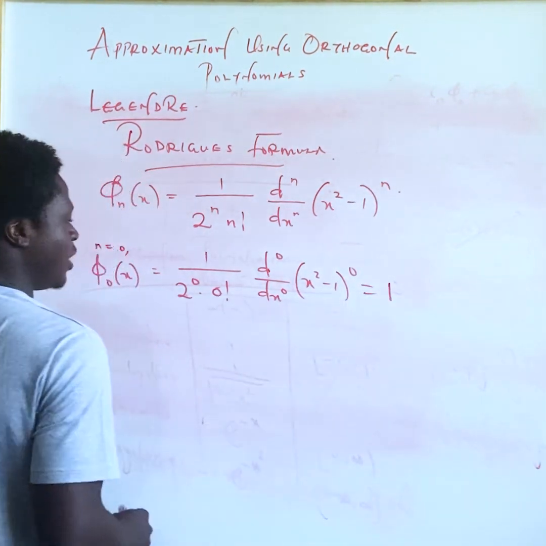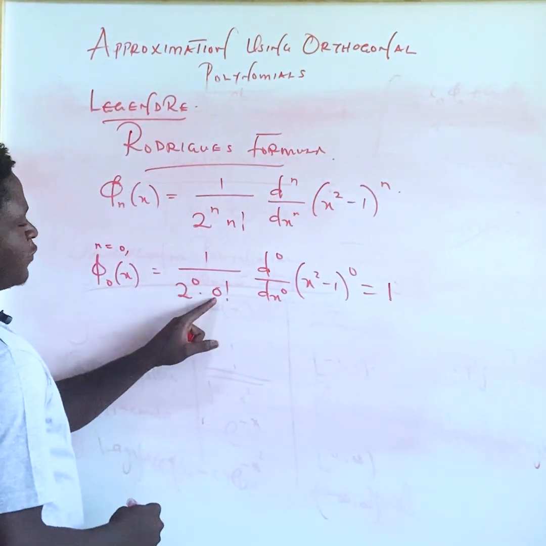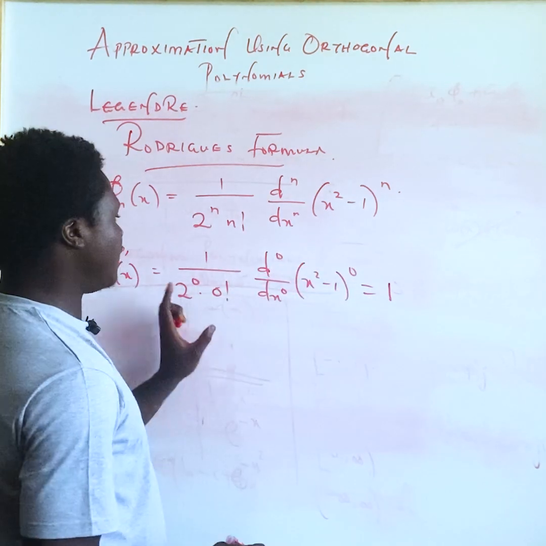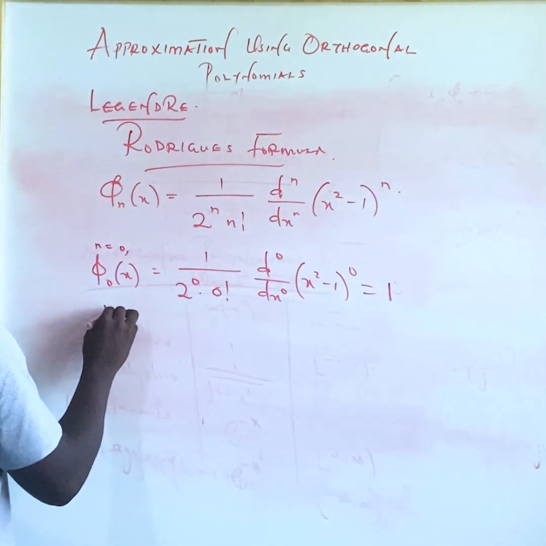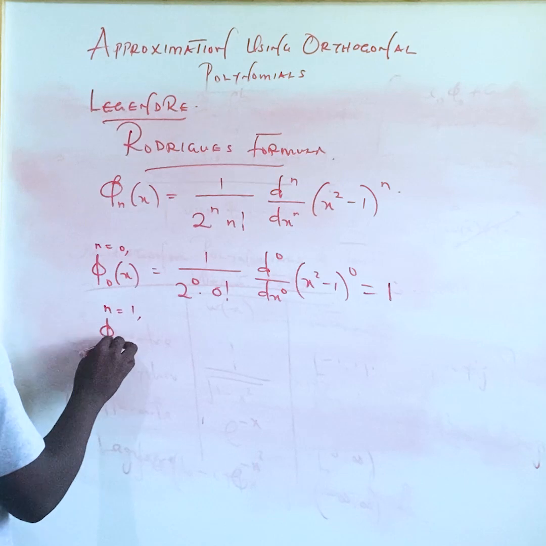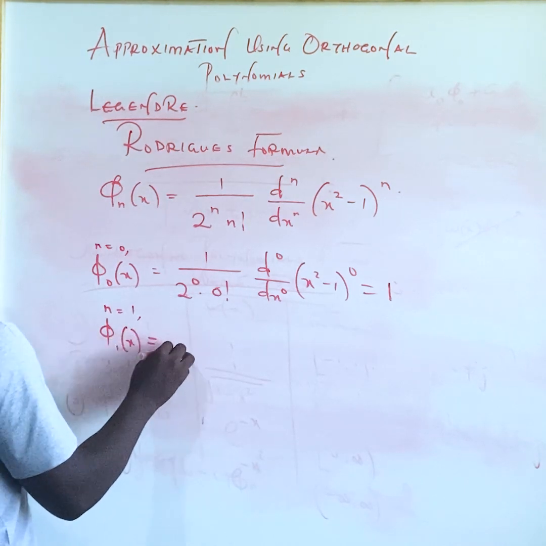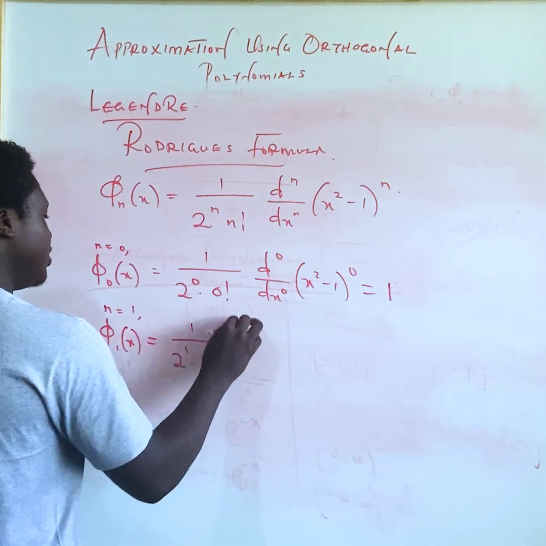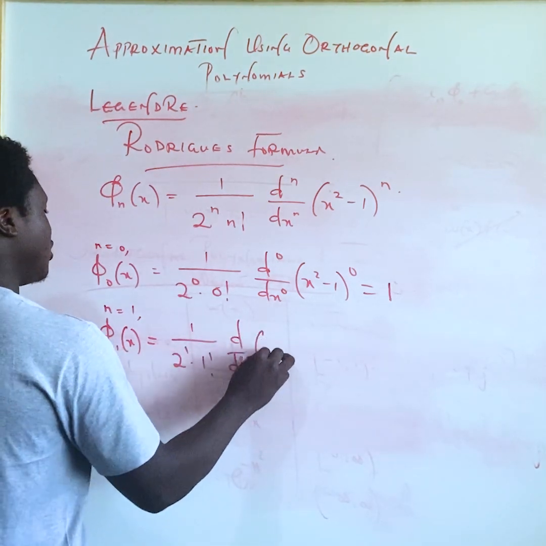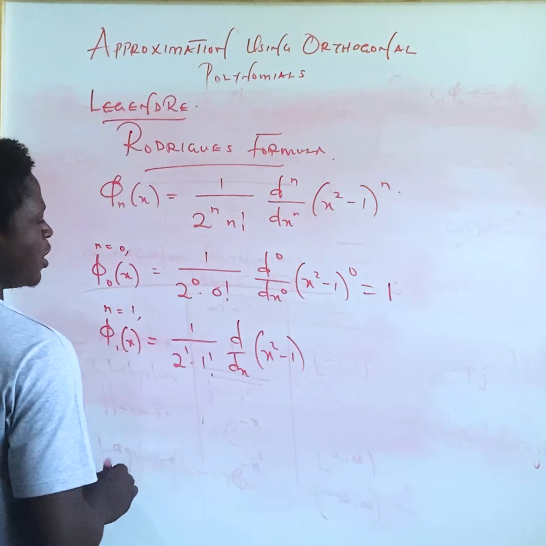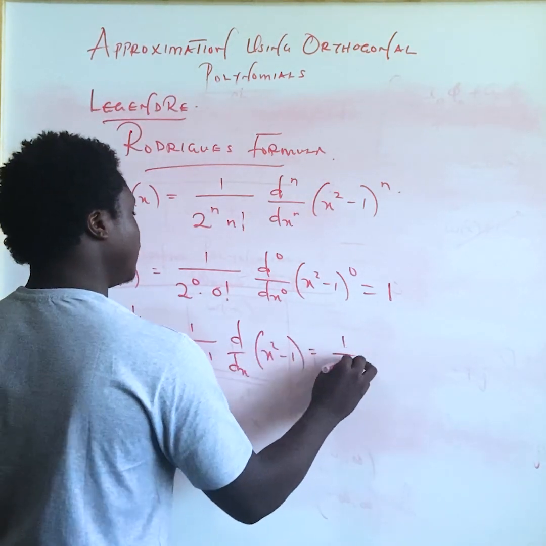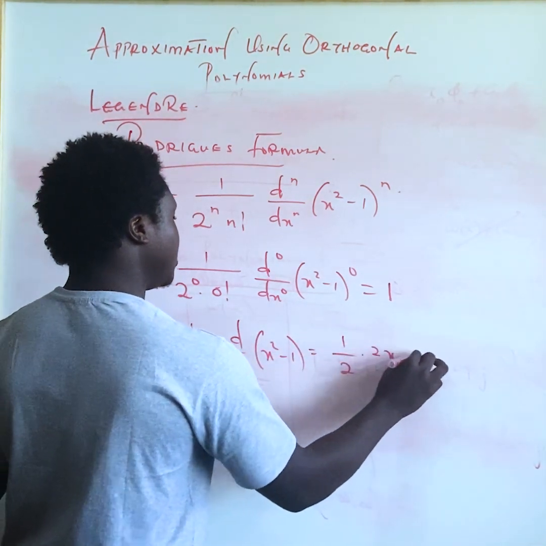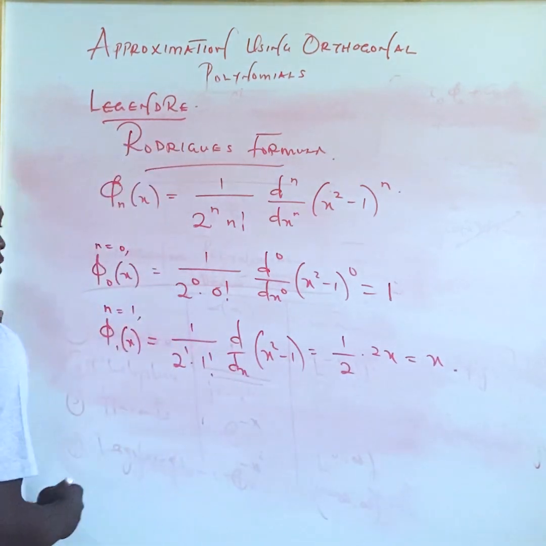So our phi naught is 1. 2 to the power 0 is 1. 0 factorial is 1. All of this is 1. So we have our phi naught to be 1. When n is 1, we get phi 1 of x, which will be 1 over 2 to the power 1, 1 factorial, the first derivative of x squared minus 1 to the power 1, which will give us 1 over 2 times 2x, and that is x. So our phi 1 for the Legendre is x.